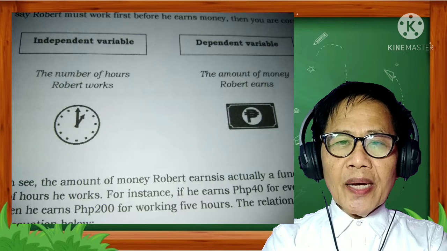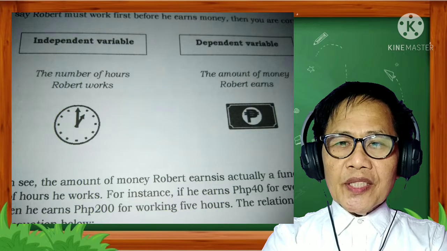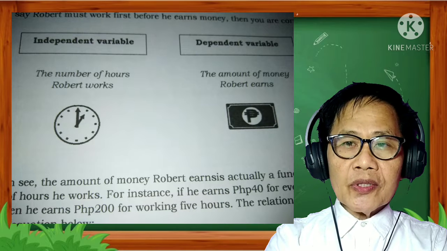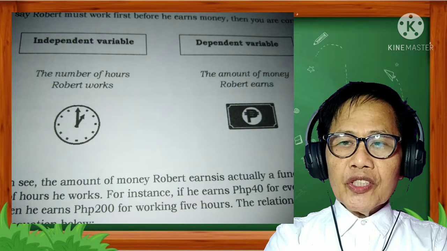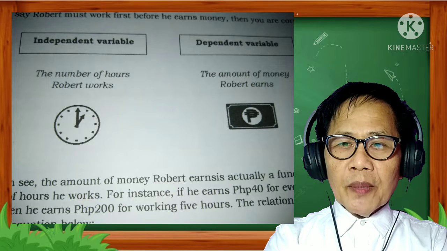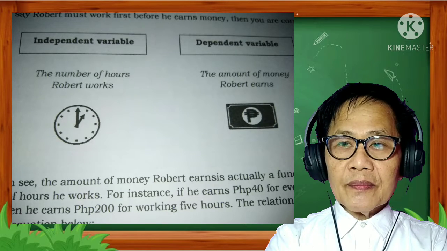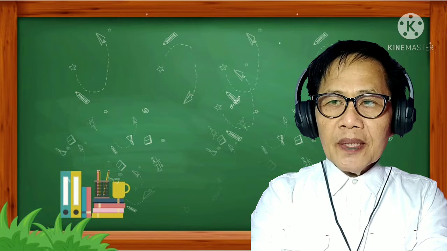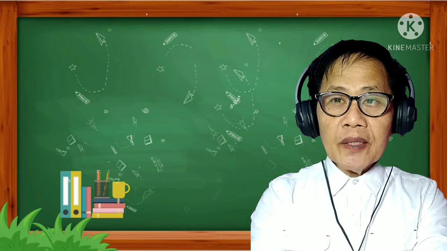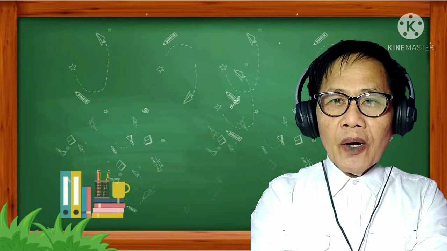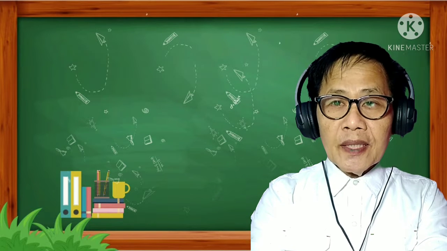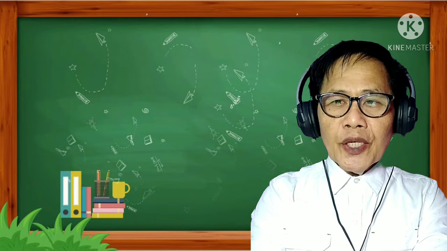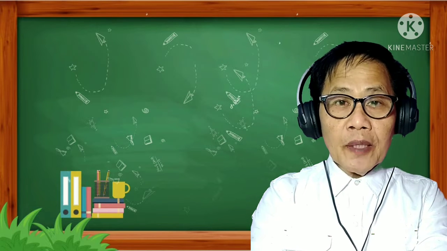So look at this scenario. In this scenario, which must happen first before the other occurs? Which variable controls the other? And which variable depends on the other? If you can see, the amount of money Robert earned is actually a function of the number of hours he works. For instance, if he earns 40 for every hour he works, then he earns 200 for working 5 hours.